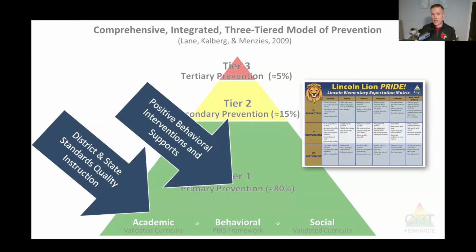One of the ways we do that, in the Ci3T model, is that we survey all adults in the building, all the faculty and staff, with the School-wide Expectations Survey for Specific Settings, the SES.